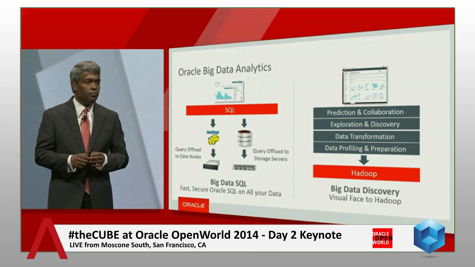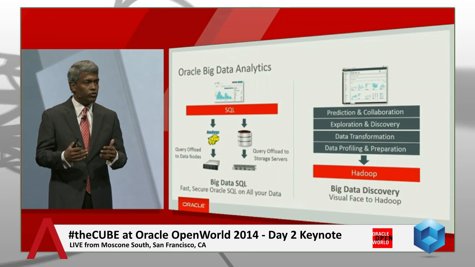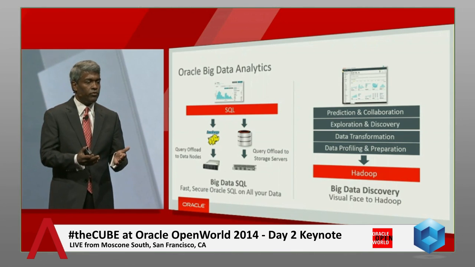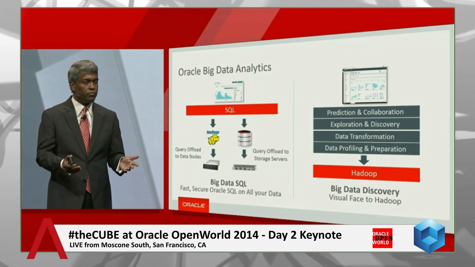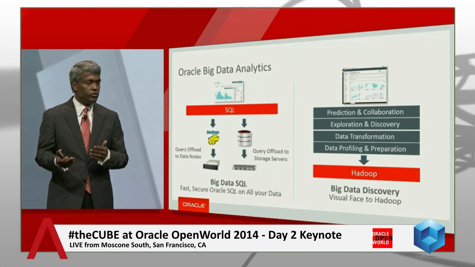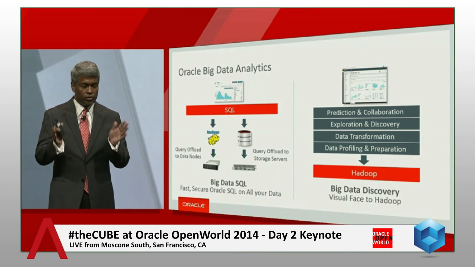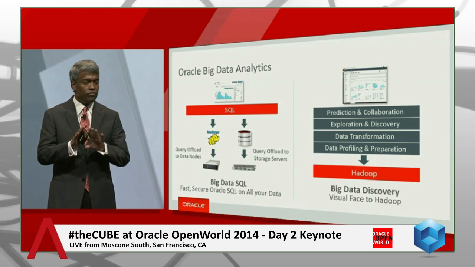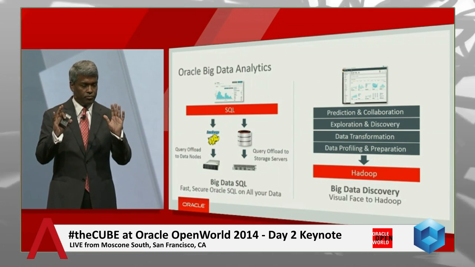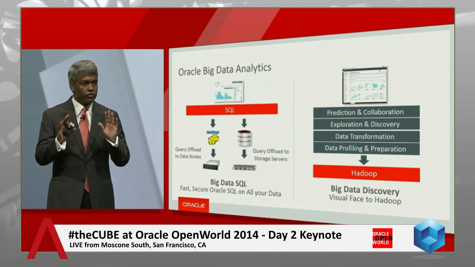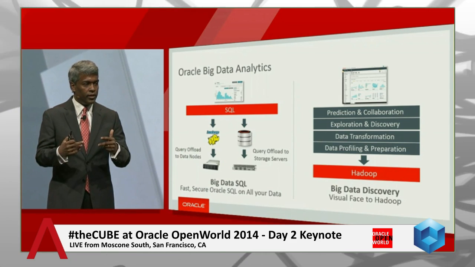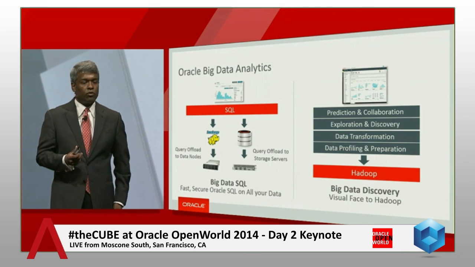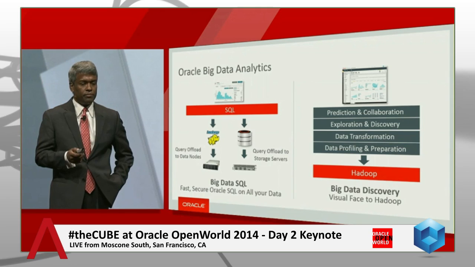Secondly, people have tried to access Hadoop and access data in Hadoop, and today you have to write MapReduce, for example, to be able to process that data, and business users don't know how to write MapReduce. So we're introducing a brand new product, Oracle Big Data Discovery. It's a visual face to Hadoop. So it allows you to go to a browser, profile the data, explore the data, analyze the data, and do prediction and correlation. And we'll show you that in just a minute.